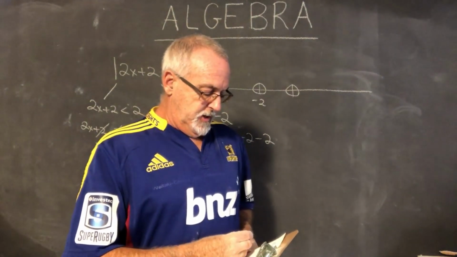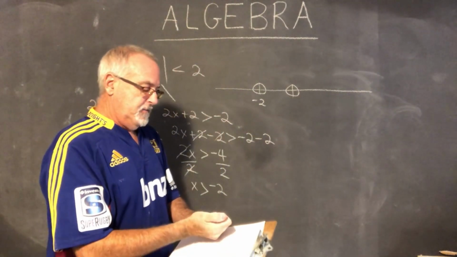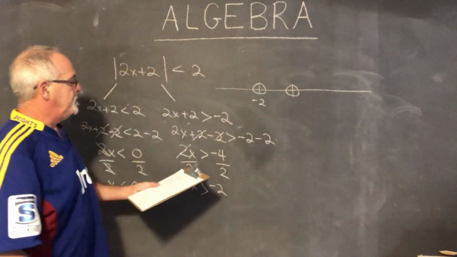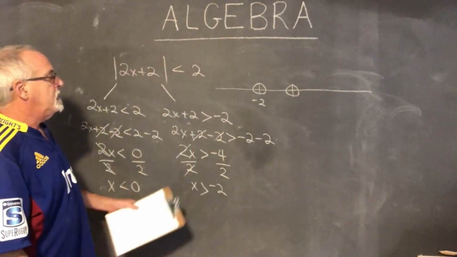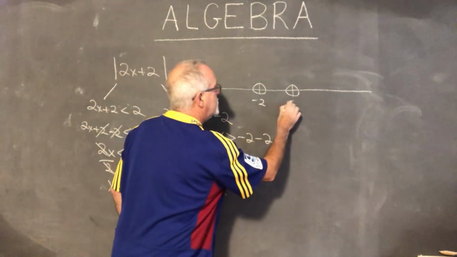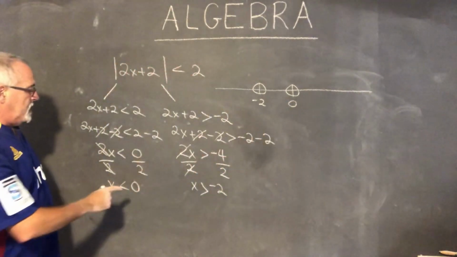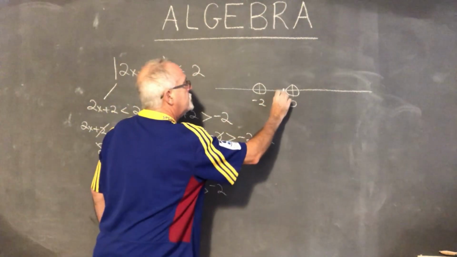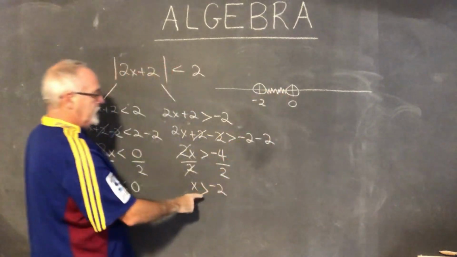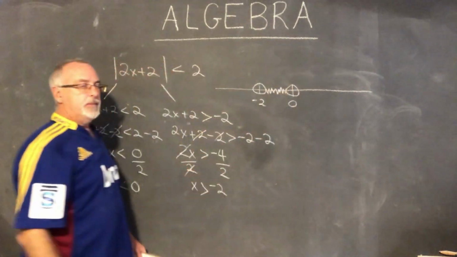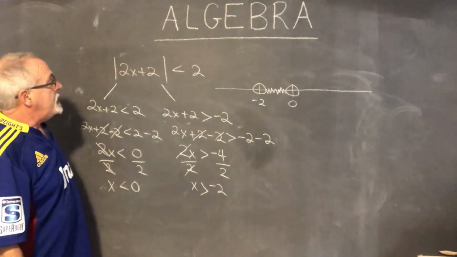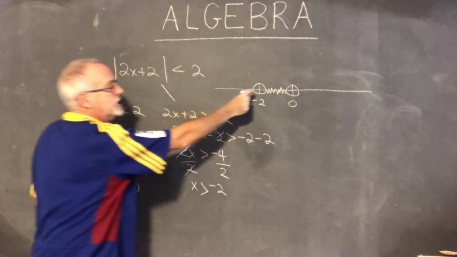And here goes my chalk. Don't make it too long. Okay. So, I needed to put a 0 here. And I'm doing x less than 0, which means I'm shading this way. And greater than negative 2, which means I'm finished. I'm done my shading. And it's not or equal to, so I need the open circles.